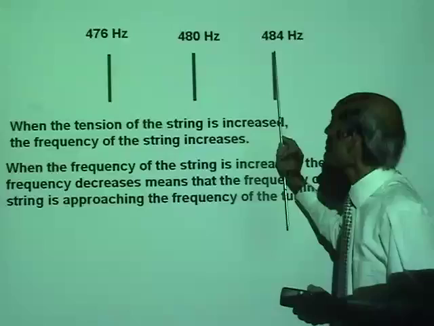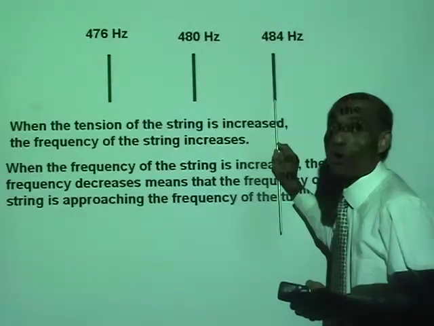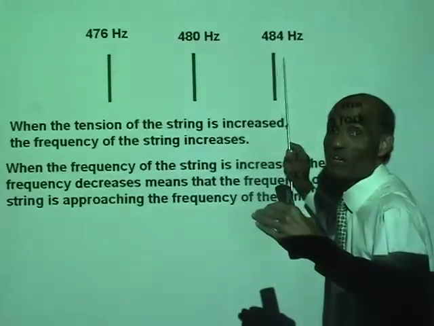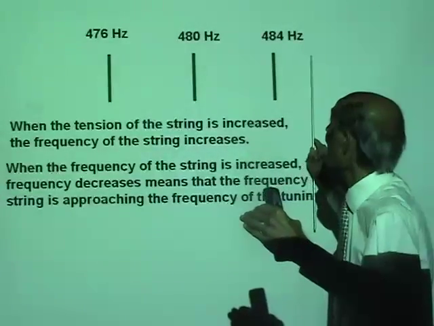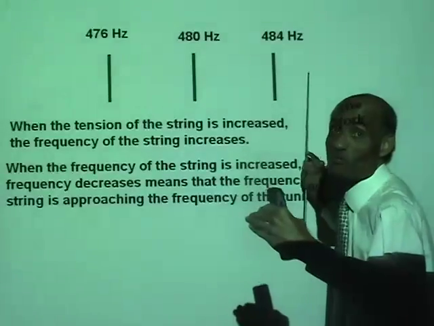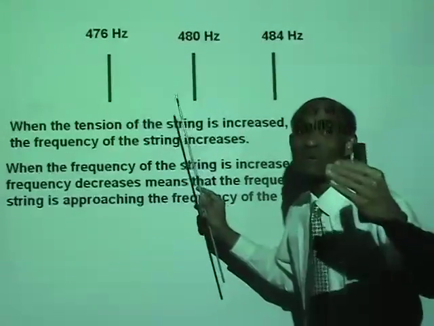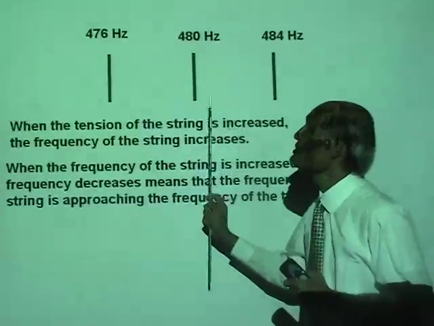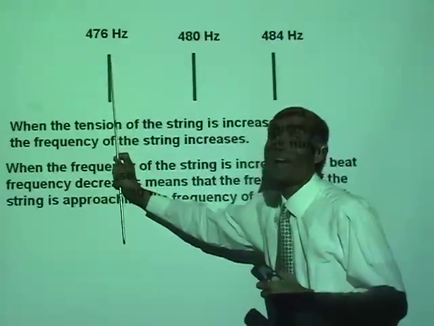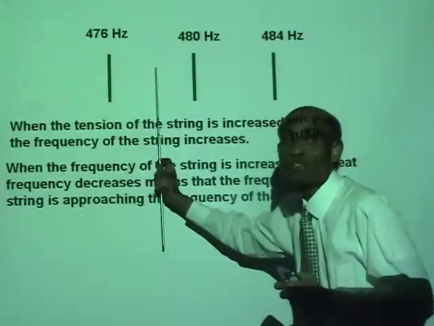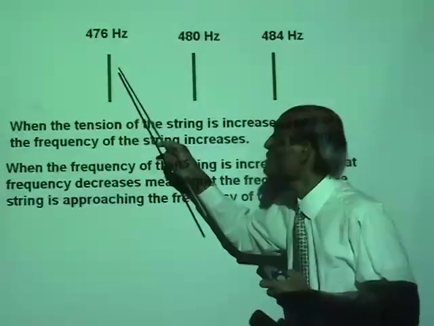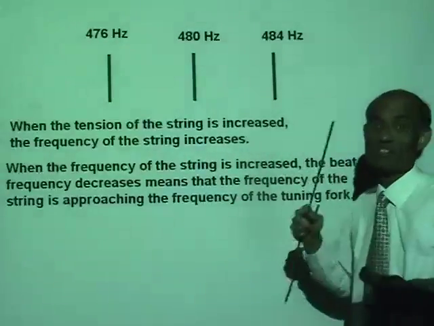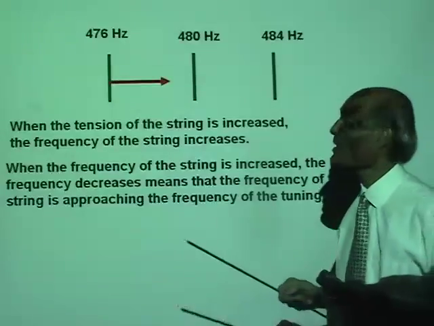Now, if the frequency of the string were 484 to begin with, if you increase the frequency, that means it is going to go to 485, 486 and so on, which means the beat frequency must increase. Is that right? But the beat frequency decreased, which means the frequency of the violin string is now approaching the frequency of the tuning fork. That means this must be the original value and not this one. This is how you argue out to solve the problem.